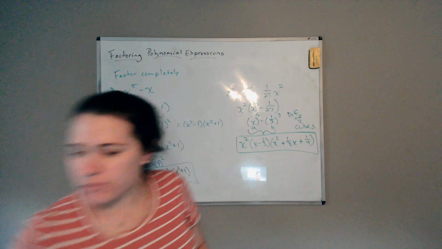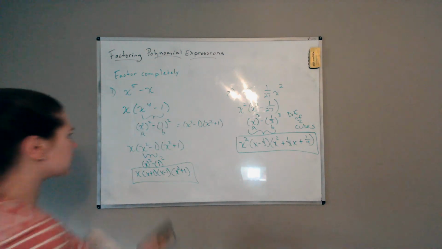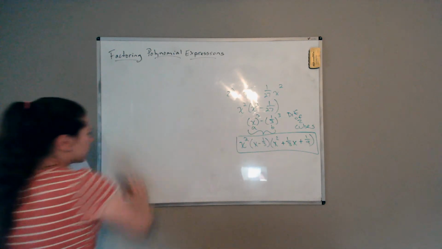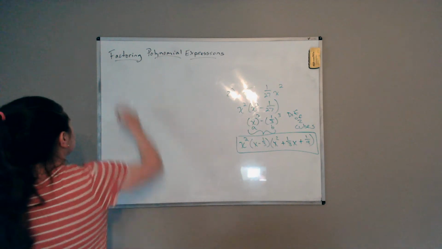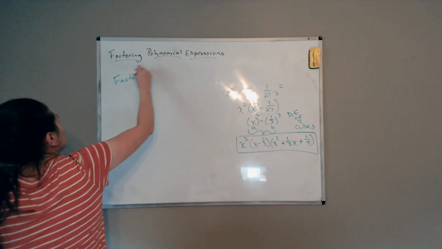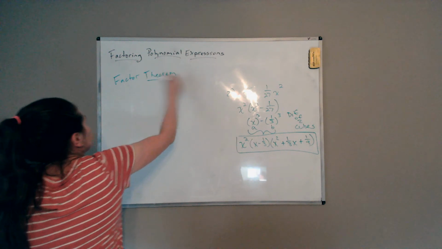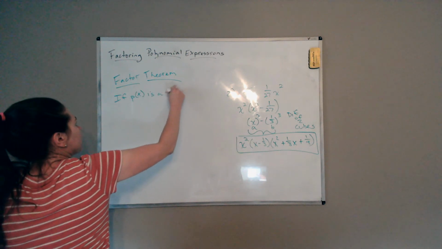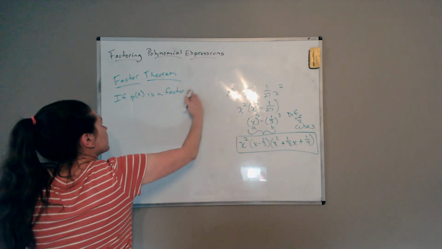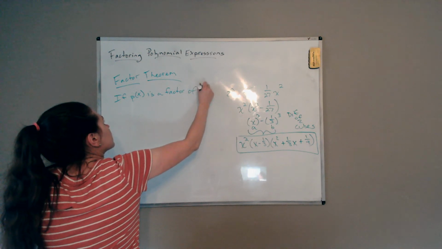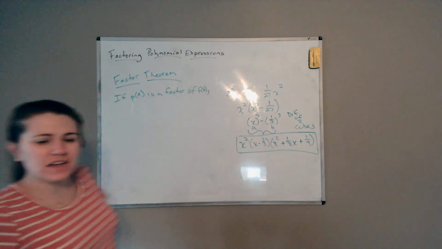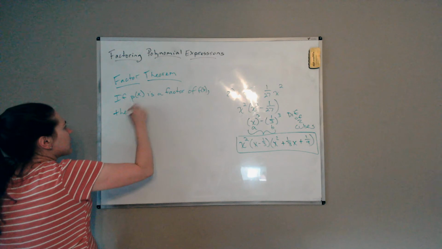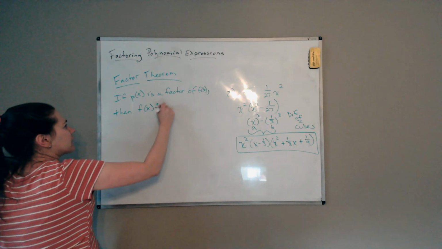So now I just want to go over 2 problems that involve factoring. First, I want to go over what's called the factor theorem. And we're just going to write down our own version of what the factor theorem is. Essentially, if p of x is a factor of f of x, that means that p of x divides evenly into f of x. So if p of x is a factor of f of x, then f of x divided by p of x has no remainder.